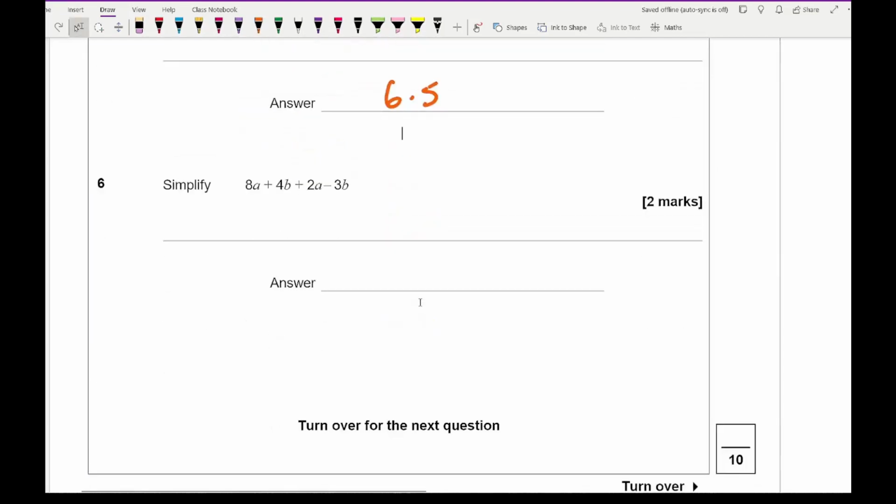For question 6, we're collecting like terms, so we've got 8a plus 2a, which is 10a, and then I've got positive 4b, take away 3b, gives me 1b. So I can either write that as b, or you could write 10a plus 1b.